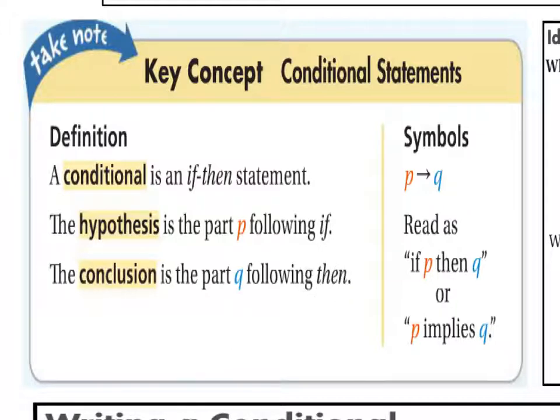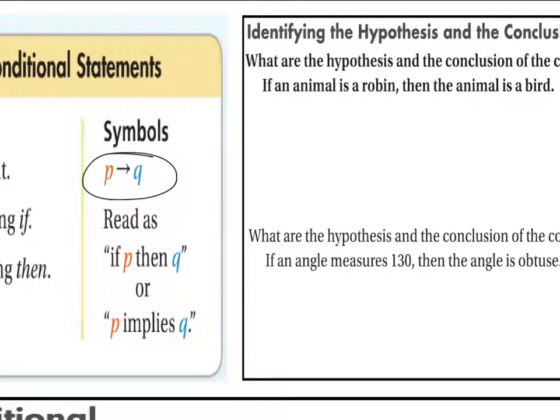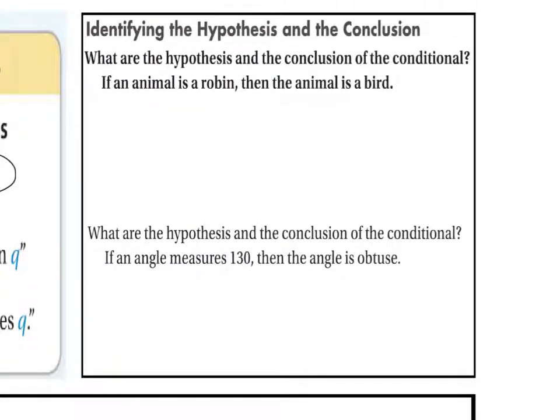You'll see these symbols quite a bit. What that means is if P, then Q, or P implies Q. We don't usually use that very often. We always say if it's P, then it's Q. The first part is whether you can identify what the hypothesis and the conclusion are. So it says, what are the hypothesis and the conclusion of the conditional?